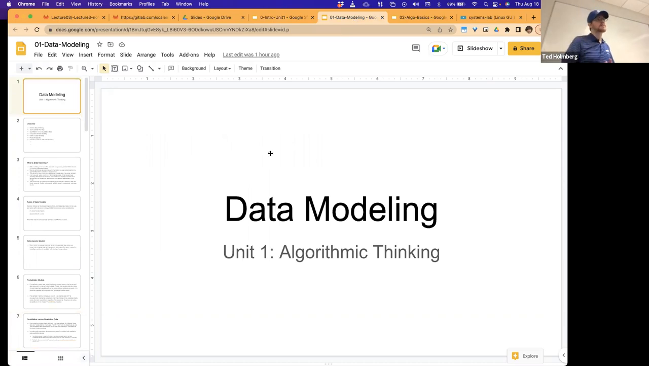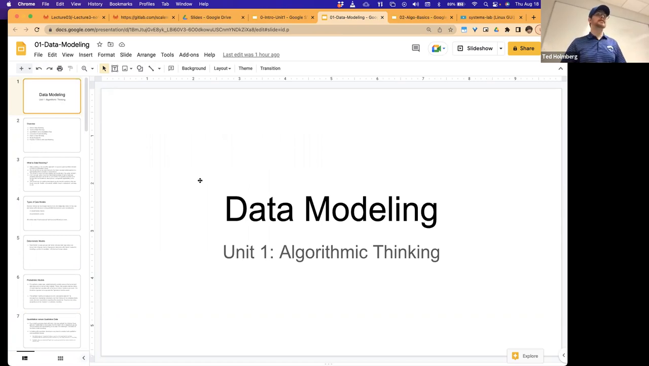The next thing I want to talk about then is actual data modeling. So I have another presentation that I encoded into some ugly slides to talk more about the data modeling concepts.